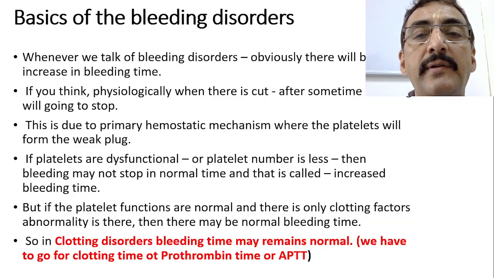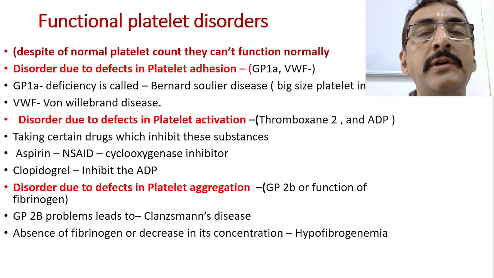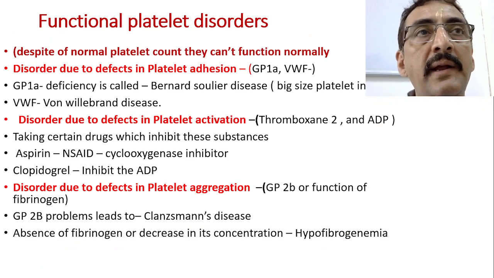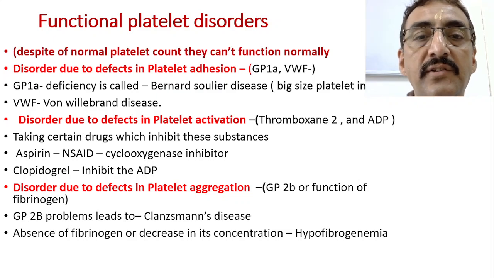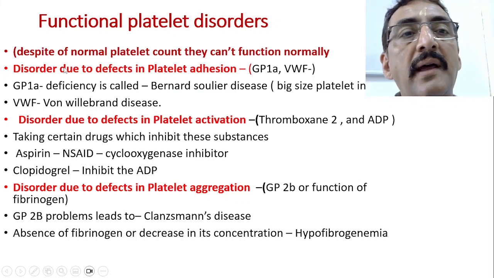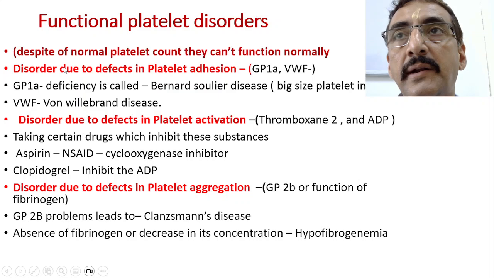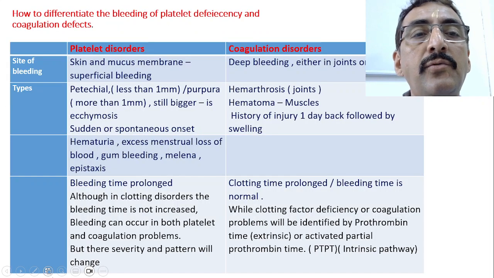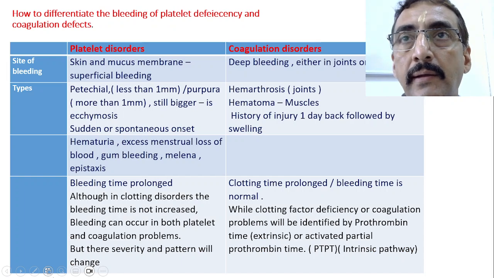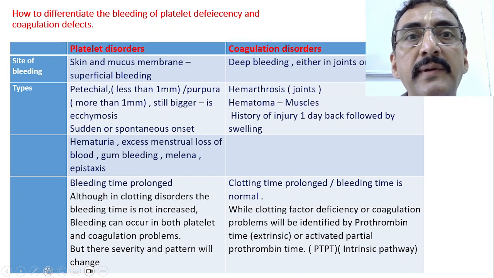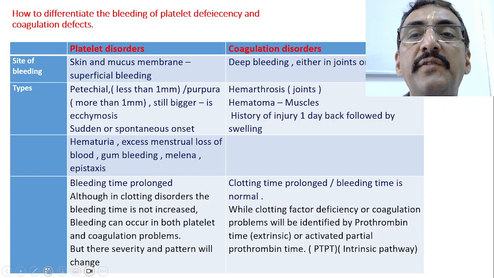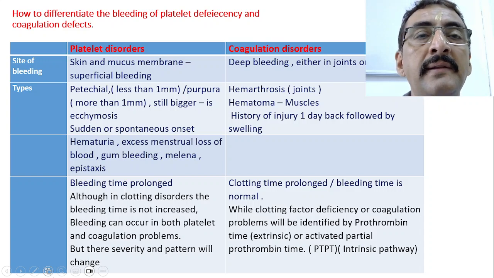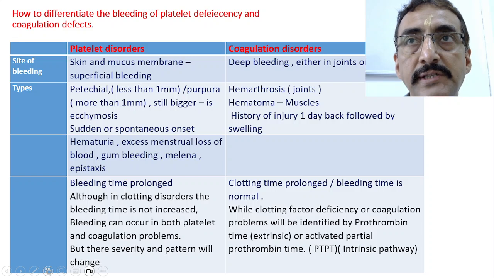My dear friends, we have been discussing bleeding and clotting disorders in children for the last two classes. In the last class, we saw the functional platelet disorders, which is very typical. And today, we shall see the difference between platelet disorders and coagulation disorders. This can also be labeled as the difference between bleeding disorders and clotting disorders.